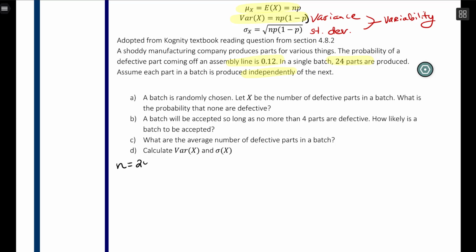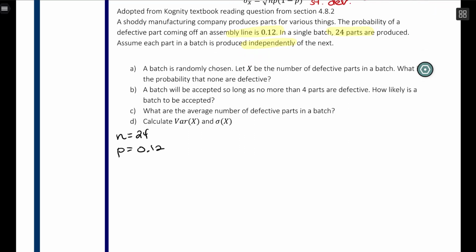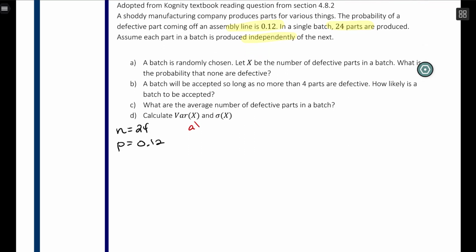We had N, number of trials was 24. Our probability of success was 0.12. Okay, now where's K? Where's our number of successes? That comes into play in each of the independent problems. So let's go ahead and look at that. For part A, a batch is randomly chosen. Let X be the number of defective parts in a batch. What is the probability that none are defective? So in that case, we say K is equal to 0.